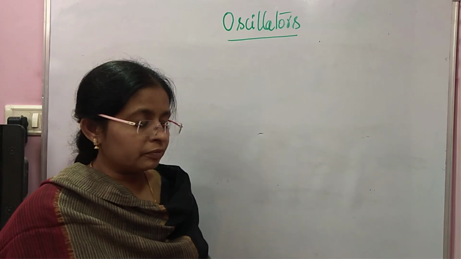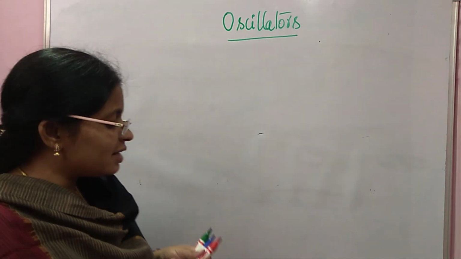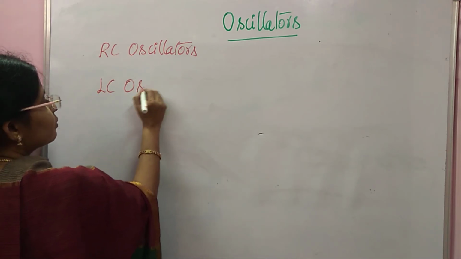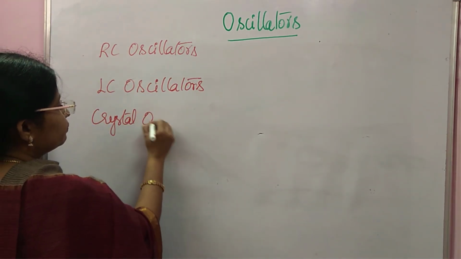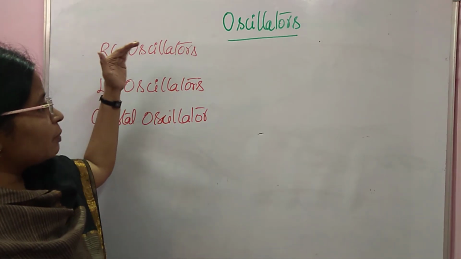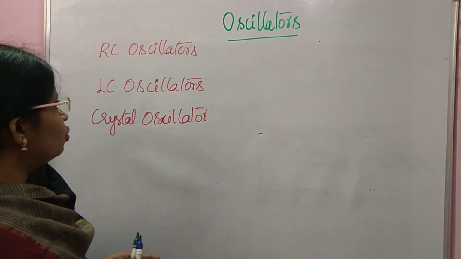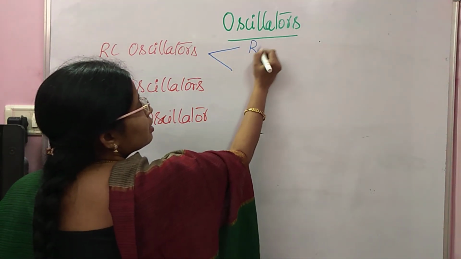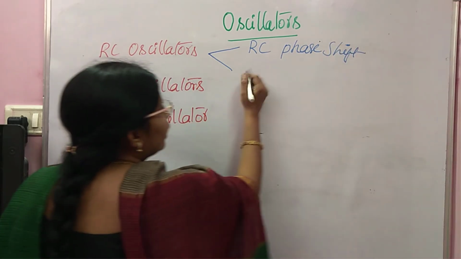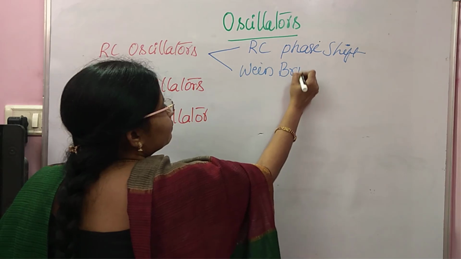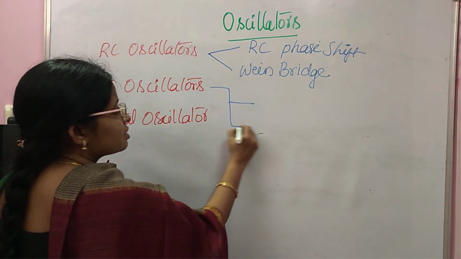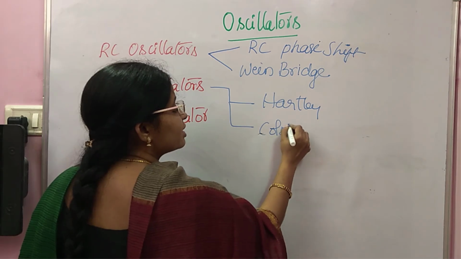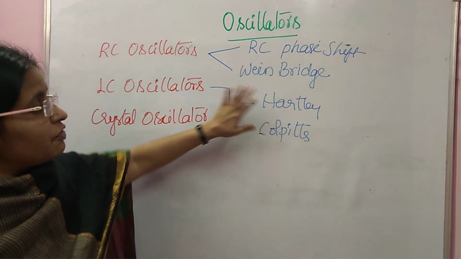Sinusoidal oscillators, based on the elements used, are RC oscillators, LC oscillators and crystal oscillators. In our oscillators concept, I'm going to explain these three types of oscillators. Under RC oscillators, we're going to see two types: the RC phase shift oscillator and the Wien-Bridge oscillator. Under LC oscillators: the Hartley oscillator and the Colpitts oscillator. Totally, I am going to explain 5 types of oscillators.